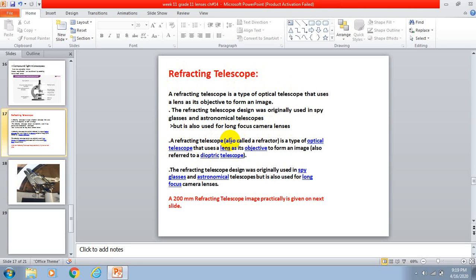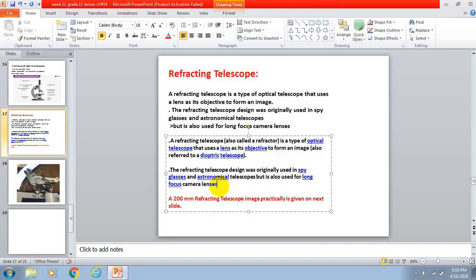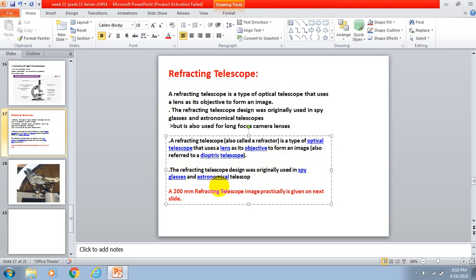A refracting telescope, also called a refractor, is a type of optical telescope that uses a lens as its objective to form an image, also referred to as a dioptric telescope. That was what we studied before. The refracting telescope design was originally used in spy glasses. I am removing the repeated sentence, because it will be better for you.